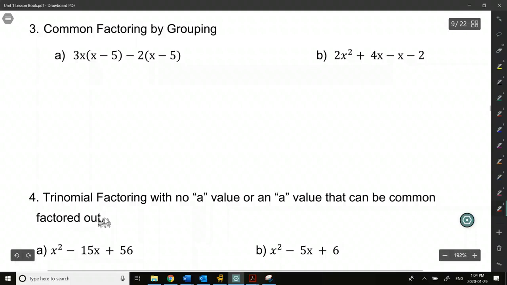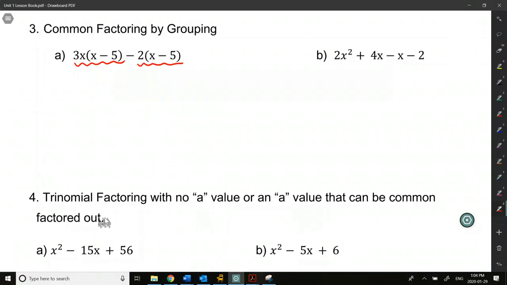All right, factoring by grouping. So I want us to think about the first group and the second group here. Do you guys see anything common between these two groups? Yes. They both have the same x minus 5. So if I take out an x minus 5, that's my common factor that I'm taking out.